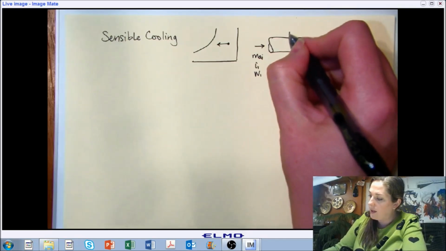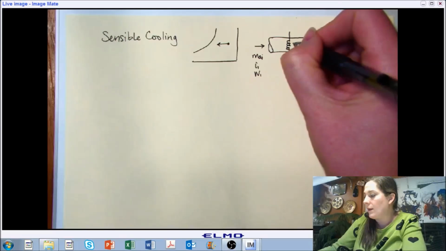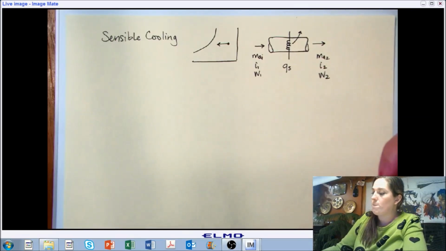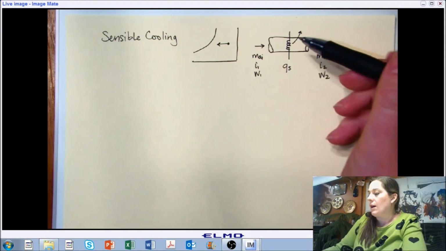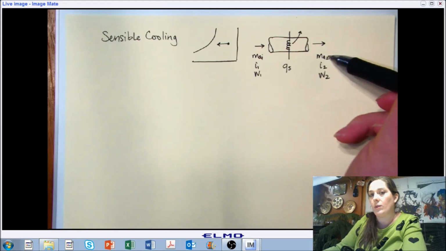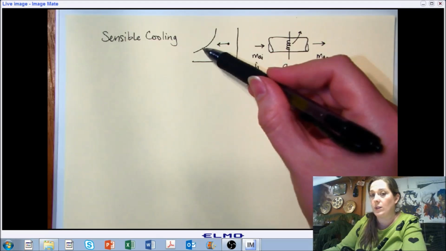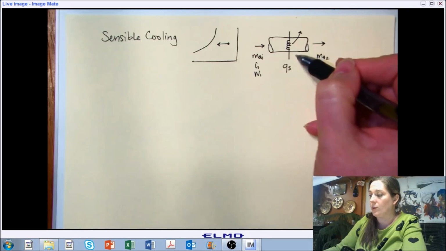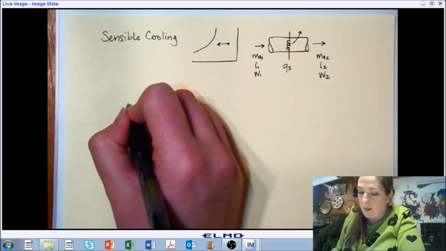Okay, and then in this case we typically draw some sort of a coil. This represents a heat exchanger, a cooling coil that is removing energy. And in this case, as long as you don't go to saturation, you're not removing any mass. But if you do reach saturation and you begin to dehumidify, then some amount of moisture is removed, and so you need to represent that being removed as well. So let's look at an example of sensible cooling.